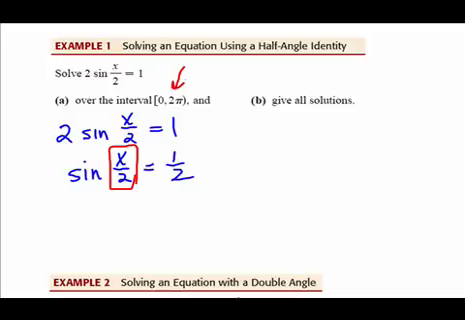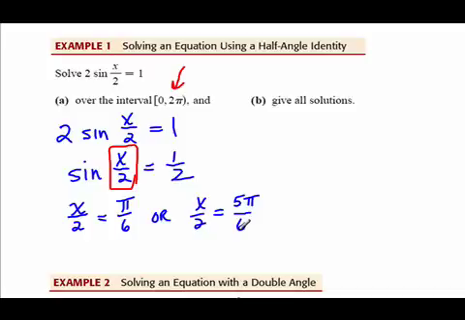So we know that x over 2, red rectangle, right? We know that x over 2 is equal to pi over 6. Or what would the quadrant 2 counterpart be? Quadrant 2 would be pi minus pi over 6. So that's 5 pi over 6. So x over 2 has to also equal 5 pi over 6. So we're not quite done. It's x over 2 that has to equal these 2 angles.